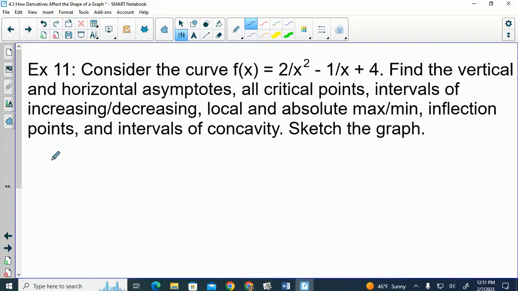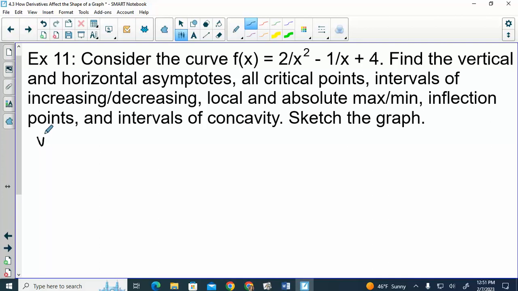Alright, so we have 2 over x squared minus 1 over x plus 4. Vertical asymptotes are x equals what makes the bottom 0? 0. Horizontal asymptotes. We have found those this year. Do you remember what we did?